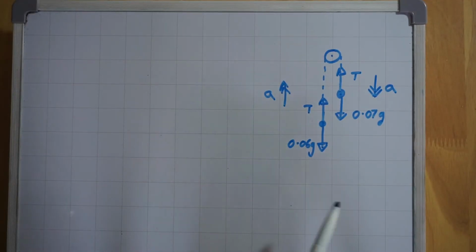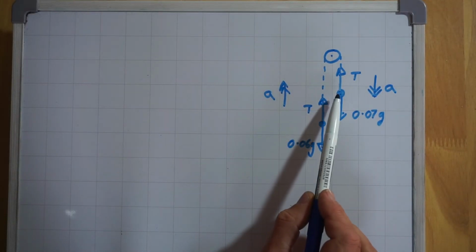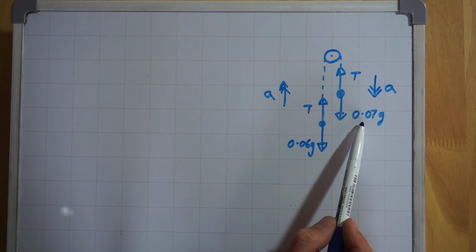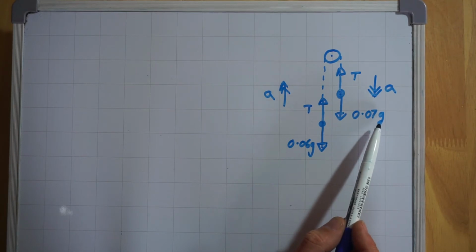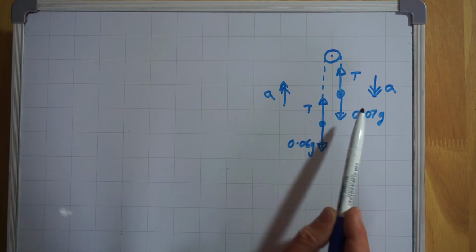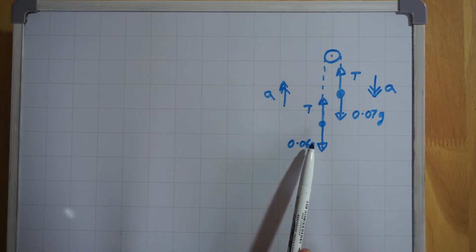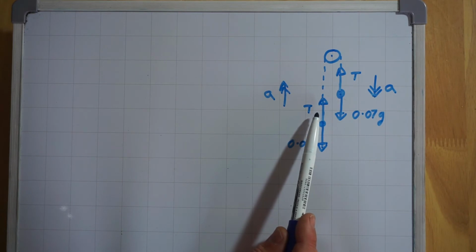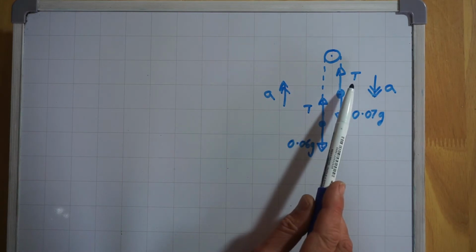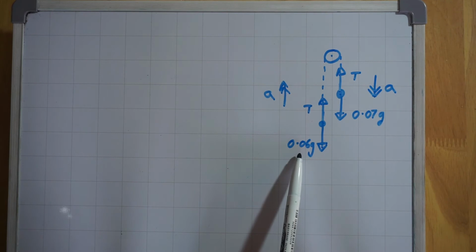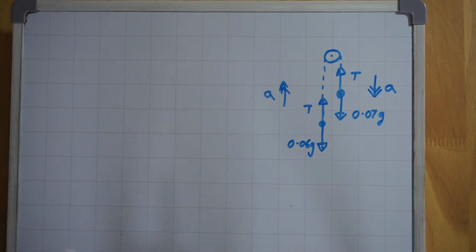The diagram shows the forces on the two masses. This is the heavier mass, which has a weight of 0.07 g and an upward tension T. It will have a downward acceleration a. The lighter mass will have an upward tension T, which will be equal to the tension T here, and a downward weight 0.06 g and an upward acceleration.